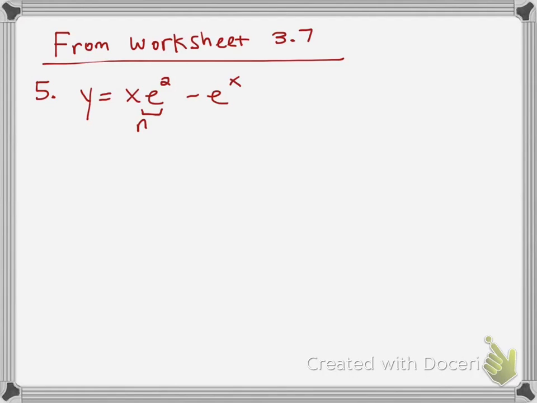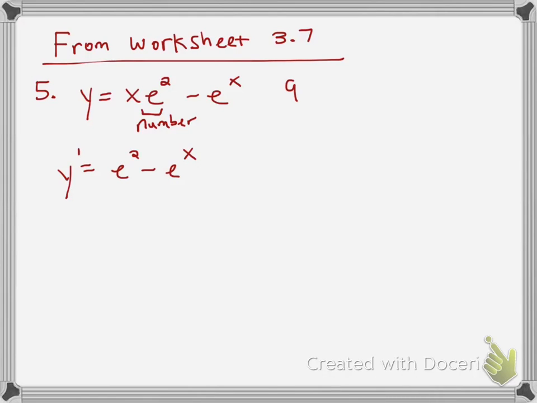Now, a lot of people might want to think that, oh, it's x times e squared, that's product rule. It's not product rule. It's e squared. E is a number. You're squaring a number. It's x times a number. So this is just going to be take the derivative of your first part, which would be the same thing as if it was 7x. The derivative of 7x is 7. So when we take the derivative of x times e squared, it becomes e squared. That's your number. Minus the derivative of e to the x, which is just e to the x. So that one, finished, completed.